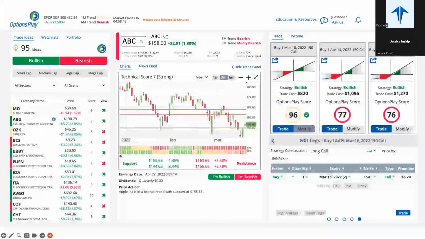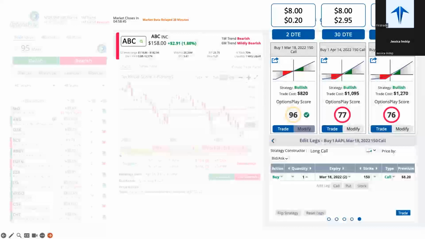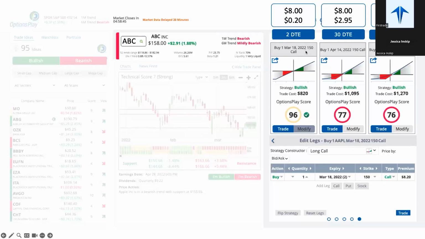All right, so let's look at another real example of this ABC security. Now, when this screenshot was taken, it was not the day of expiration, but we had 2 days left. So we've got a slight amount of extrinsic value there. But we have the same strike call, so 150 across the board. We've got 2 days until expiration, 30 days until expiration, and 45 days until expiration. All of these, since they represent the right to buy at 150 and the underlying security is at 158, have an intrinsic value of $8 per share. That is constant and consistent.